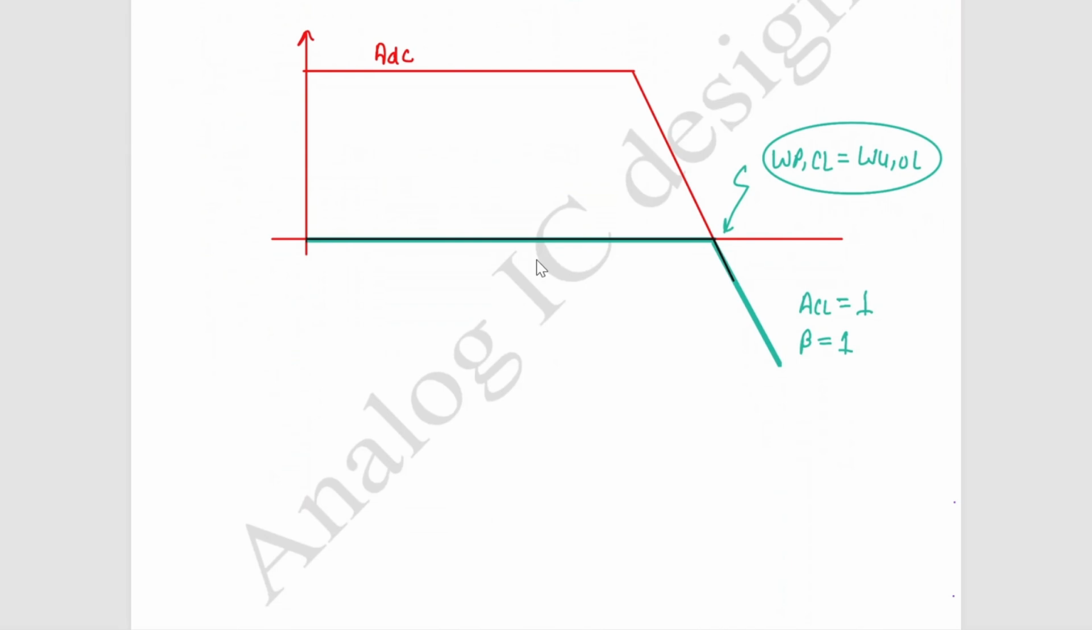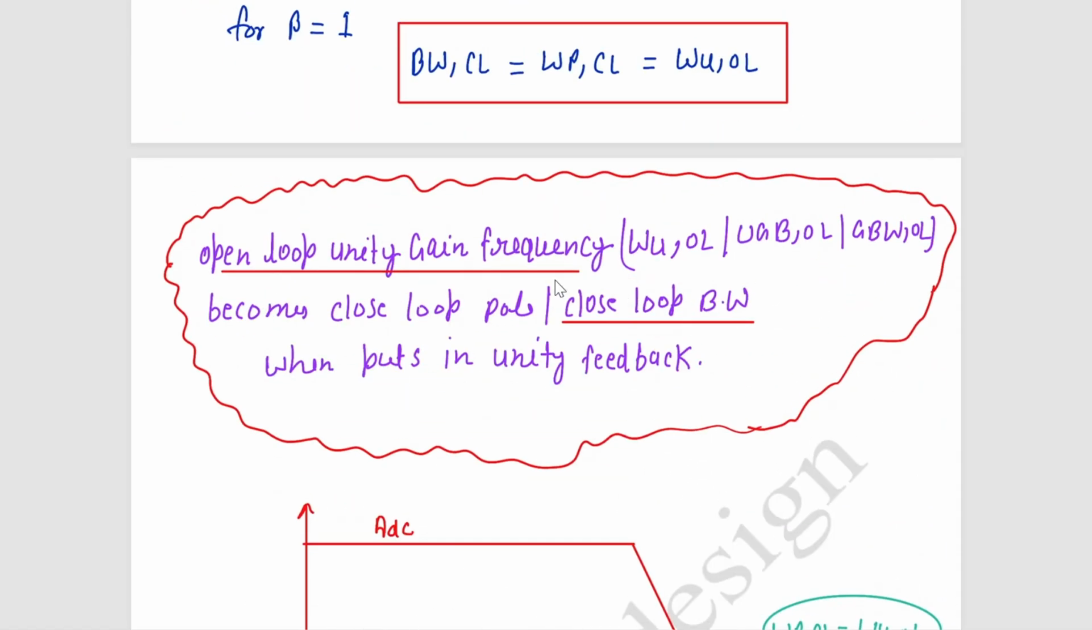So here I have shown this thing in a plot. This one is unity gain frequency of open loop system, and it will become bandwidth or pole location of your closed loop system at beta equal to 1. So that is the importance of your unity gain frequency. These things are asked in interviews very frequently, that why we calculate unity gain frequency of open loop system. So it's simply when you put that system in a feedback system, that unity gain frequency becomes bandwidth of your closed loop system.